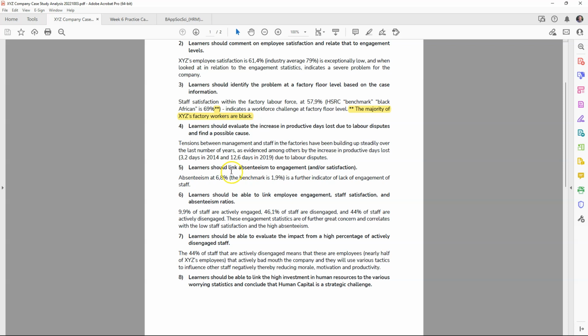And then you could also link absenteeism to engagement and or satisfaction. Absenteeism at 6.8%, whereas the benchmark is 1.9%, is a further indicator of lack of engagement of staff. And then you should also link the above in some other ways as well. So learners should be able to link employee engagement, staff satisfaction, and absenteeism ratios as a triad, so to speak.